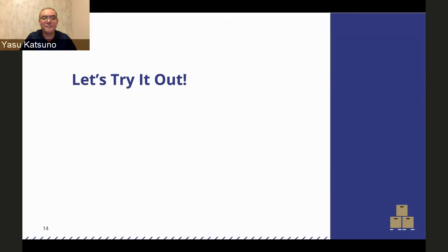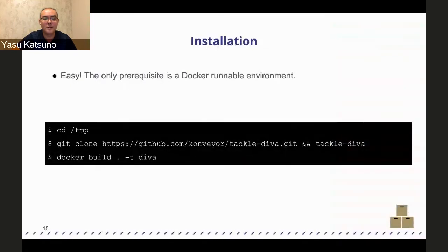thanks to Docker containers, Tackle-DiVA installation and execution is quite easy, quite simple. First is installation. Tackle-DiVA is built as a Docker image. So you just prepare a Docker runnable environment. That is Docker installed on Red Hat Linux, Docker installed on Ubuntu, or Docker installed on a MacBook Pro.